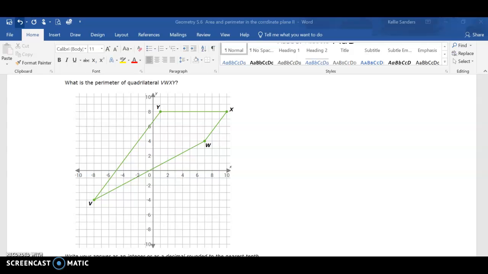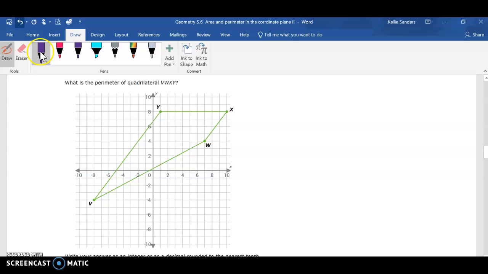Okay, the perimeter of this quadrilateral. So perimeter, we are going to add all the sides together, but we have to know how long they are before we can add them together. So let's go to draw. So what about this right here? Before we begin, let's figure out where we're at.